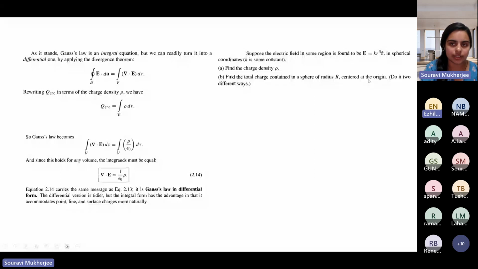So can you try to solve the divergence of electric field? This is your electric field that is given. So what would be the divergence? It's in spherical coordinates, so you have to use the expression of divergence in spherical coordinates.